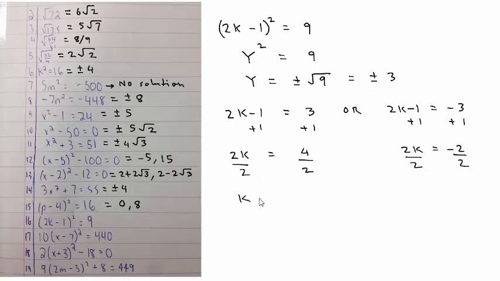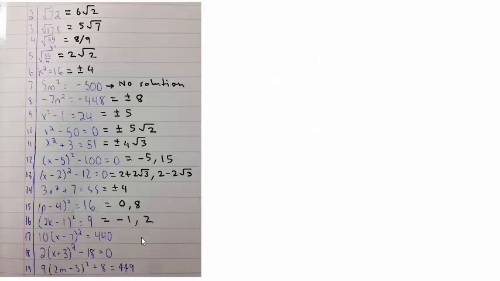You have k is equal to 4 divided by 2 is 2, and k is equal to negative 2 divided by 2 is negative 1. These are the two values of k that would fit in. So that's negative 1 and 2. We move on to number 17.